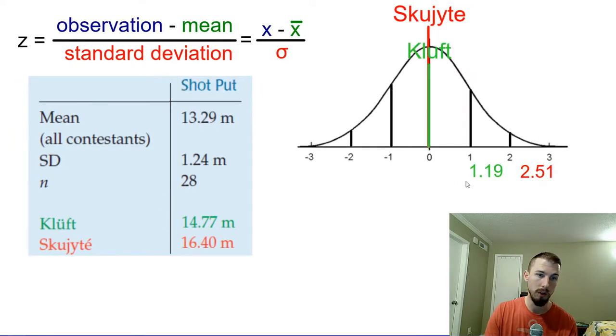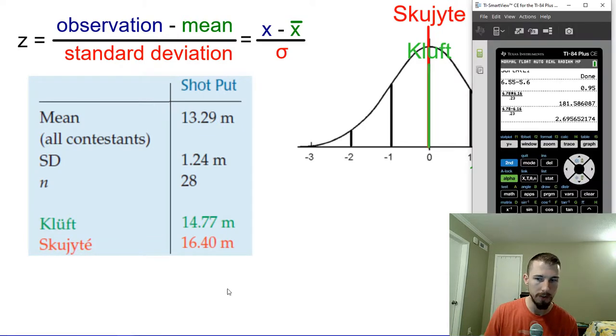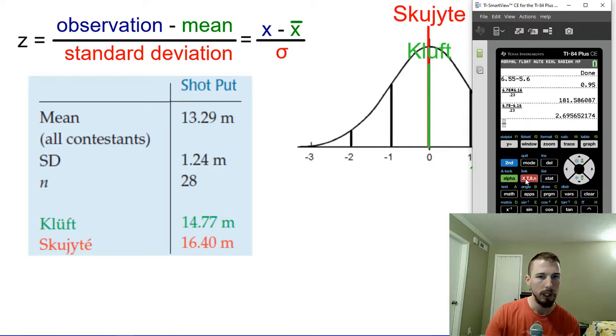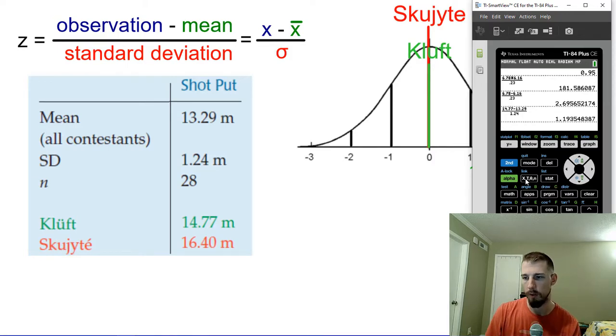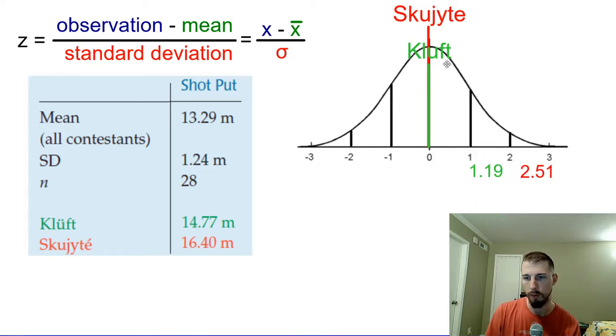Now let's move on to the shot put. So we'll do the same thing: observation minus the mean divided by the standard deviation. So I'm going to hit alpha x equals. And the observation, we'll do Kluft again, which was 14.77, minus the mean for shot put, which is 13.29. Then we're going to divide that by the standard deviation, which for the shot put was 1.24. Okay, which would be a z-score of about 1.2 for Kluft, or 1.19.